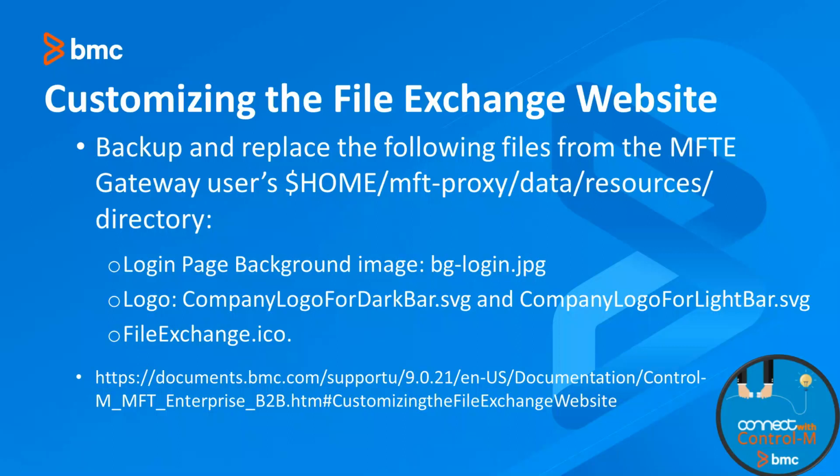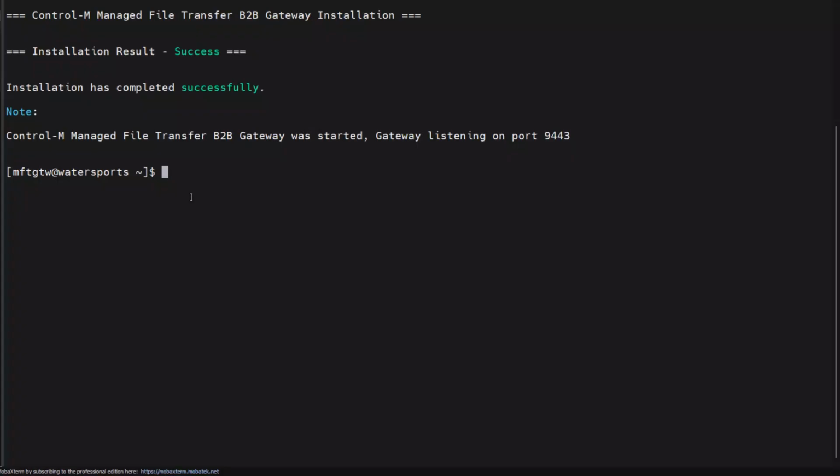The steps that we will use to customize our new file exchange website can be seen in the MFT configuration documentation at docs.bmc.com. A link is in the description of this video to this section of the Control-M Administration Guide. A list of the files that we will replace can be found there. These files are located in the MFT gateway machine.